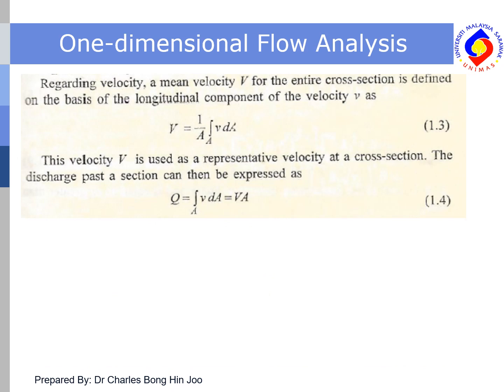Hence, if the mean velocity for the entire cross-section is needed, equation 1.3 can be used to calculate this mean velocity, while equation 1.4 can be used to calculate the discharge passing these sections. So from here, Q is equal to VA.